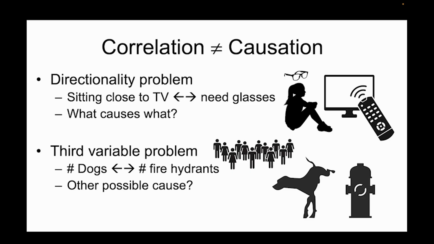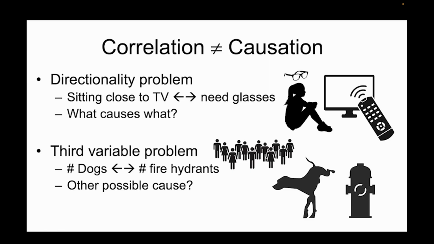Another issue with inferring causation and correlation in correlational research is the third variable problem. Let's look at a correlation that's difficult to explain. The number of dogs in the city is positively correlated with the number of fire hydrants. Do dogs cause fire hydrants to be installed? Or is it that with loads of fire hydrants that people with dogs move to the city? Both of these seem incredibly unlikely.